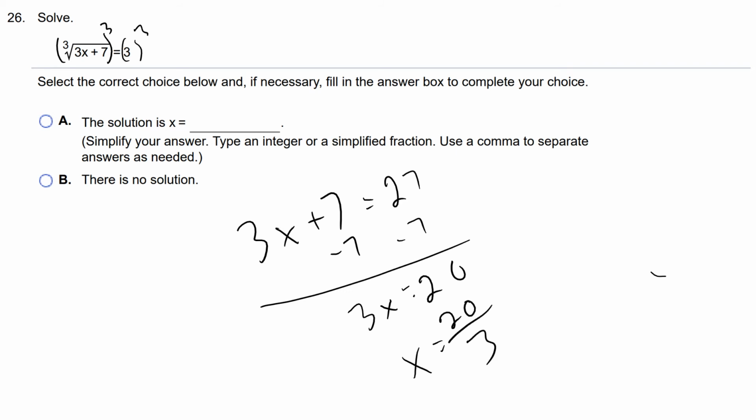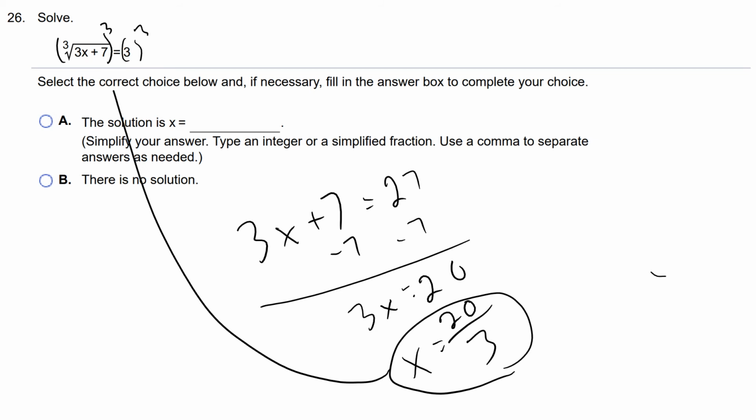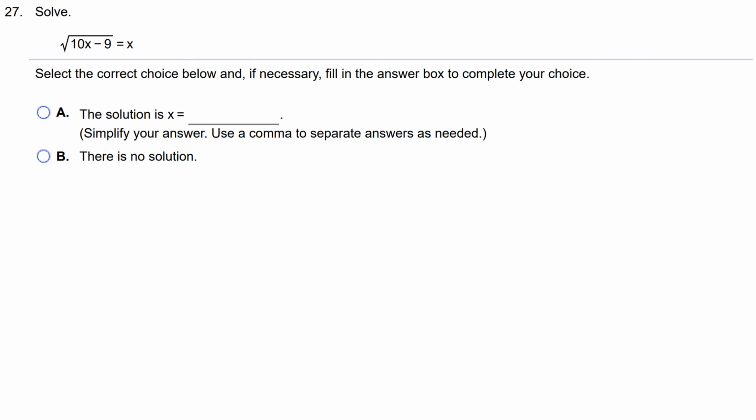Which looks really scary, and you go, oh no, I got a fraction. I think it must be wrong. And so before you erase it, if you plug it back into that formula, what you're going to notice is, guess what? That is actually the right answer. It worked.